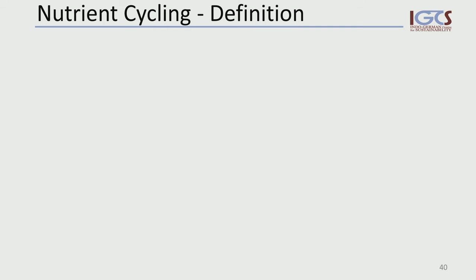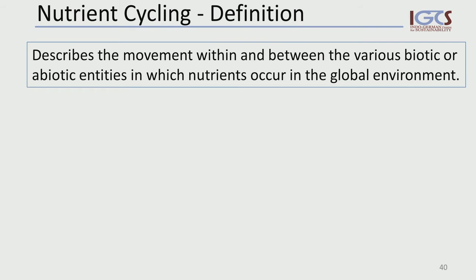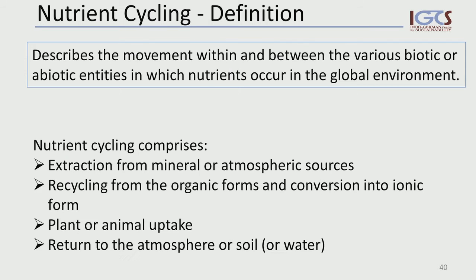Let's define nutrient cycling first of all. It describes the movement within and between various biotic and abiotic entities in which nutrients occur in the global environment. So nutrient cycling comprises the following. It comprises the extraction from mineral to atmospheric sources. It comprises the recycling from the organic forms and conversion into ionic forms. It comprises plant or animal uptake, and it comprises the return to the atmosphere, the soil or water.